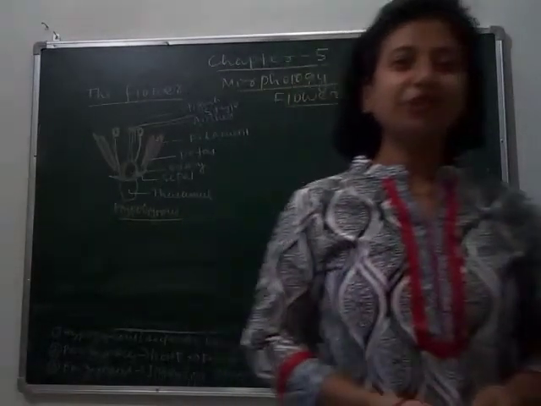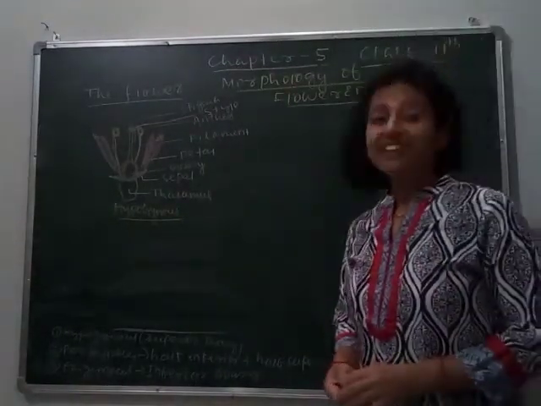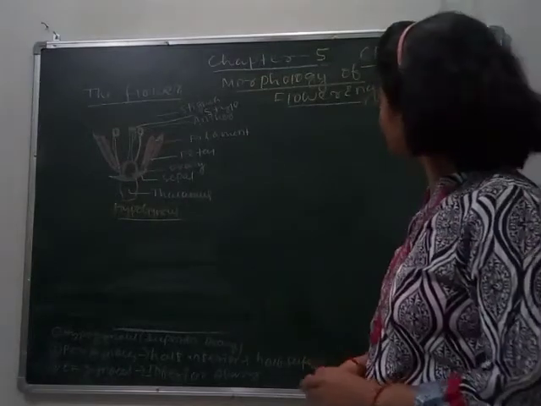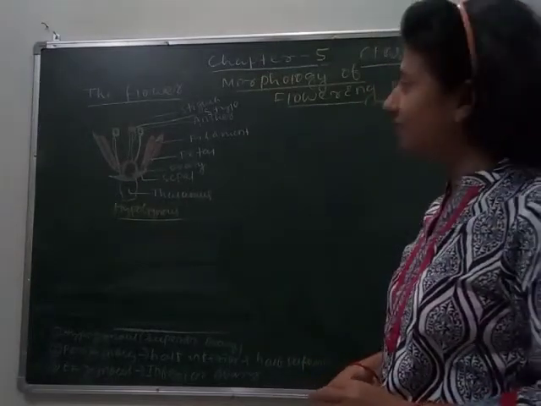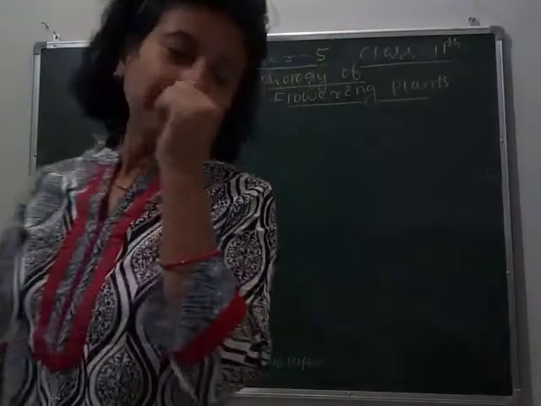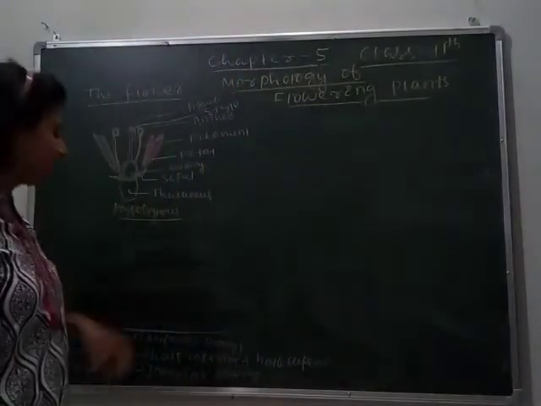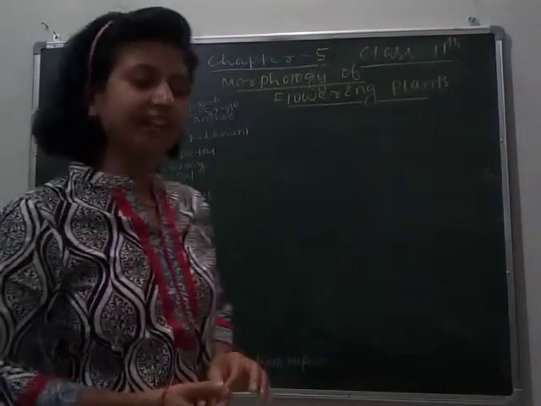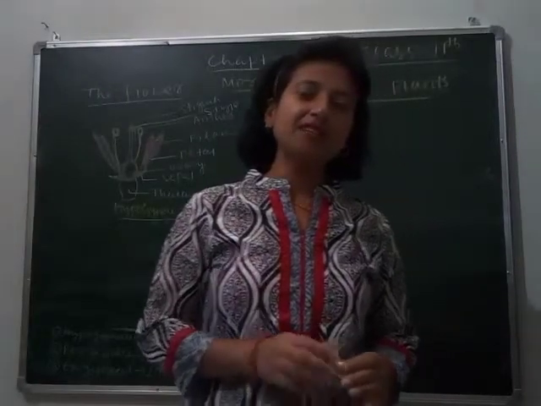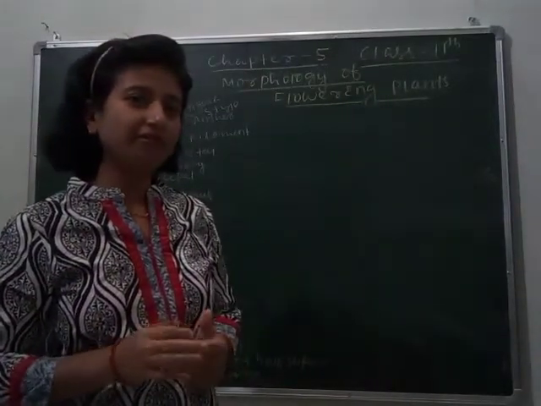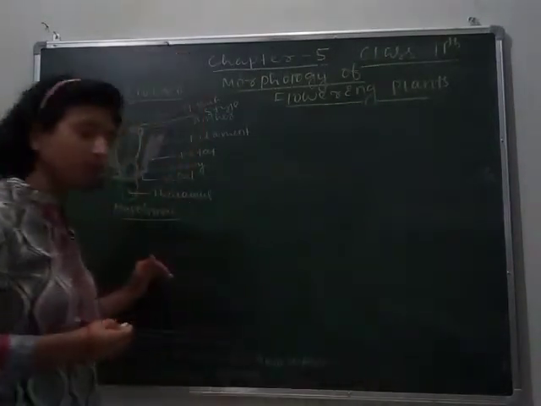Hello students, good morning. Let's continue our chapter 5, that is morphology of flowering plants of class 11. Let's continue our topic, the flower. In our last class we studied the different types of ovary. We will continue this topic today also.